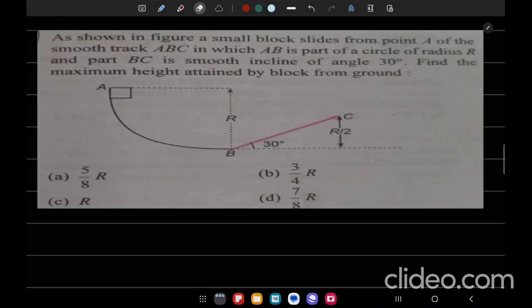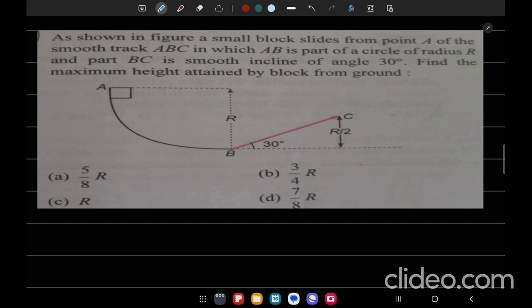As shown in the figure, a small block slides from point A of the smooth track ABC, in which AB is a part of a circle of radius r and part BC is a smooth inclined plane of angle 30°. Find the maximum height attained by the block from the ground. So we will approach the question like this.